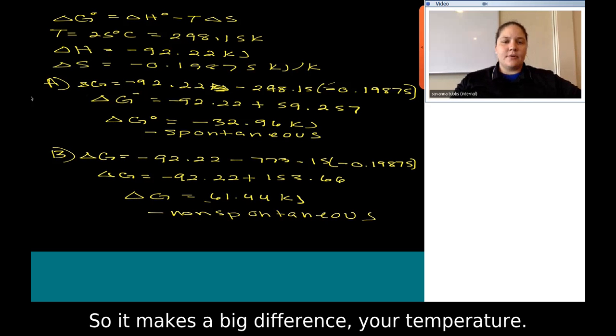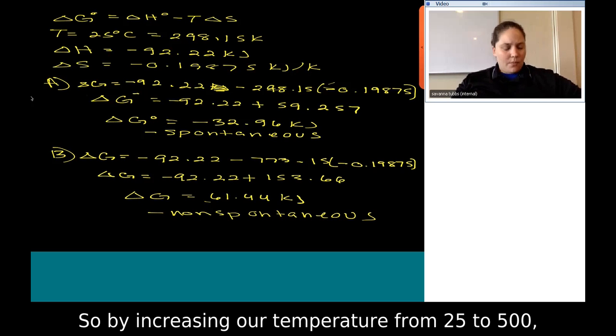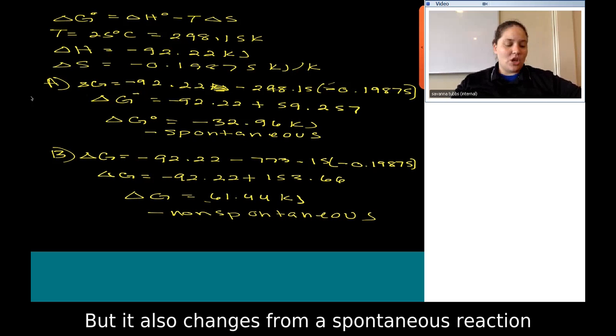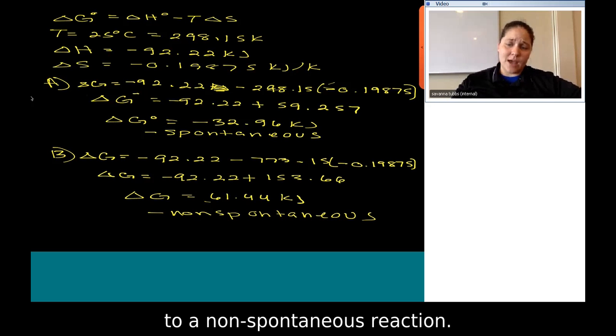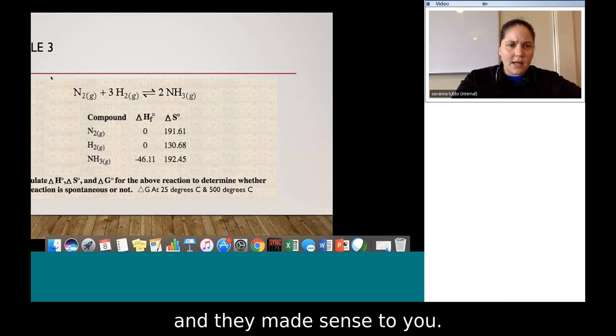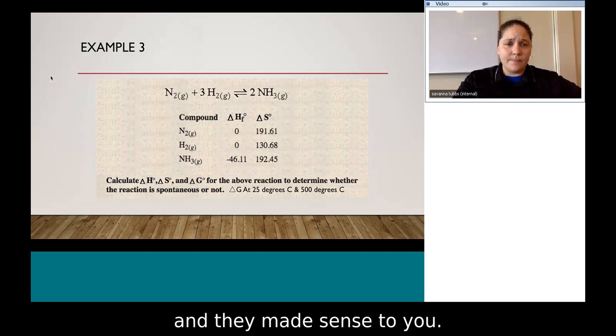So it makes a big difference, your temperature. By increasing our temperature from 25 to 500, it was a big jump, but it also changes the reaction from spontaneous to non-spontaneous. So hopefully these steps weren't too hard and they made sense to you.